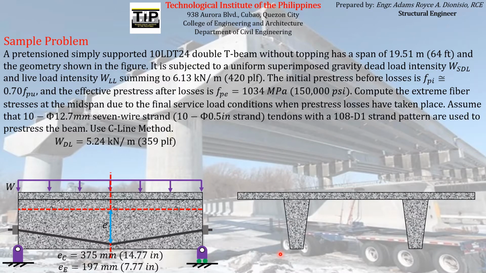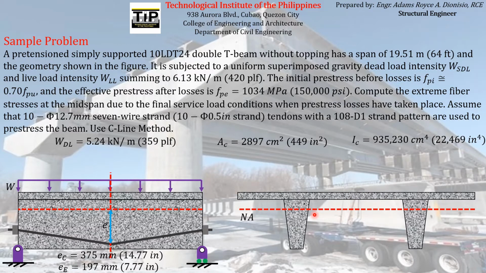So this is the actual cross-section of the concrete element. The total cross-sectional area is equal to 2897 centimeters squared. And if this is the neutral axis, the moment of inertia about that axis is 935,230 centimeter to the fourth. The moment of inertia is given only with respect to this neutral axis because we all know that the simply supported T-beam will just bend with respect to this neutral axis.